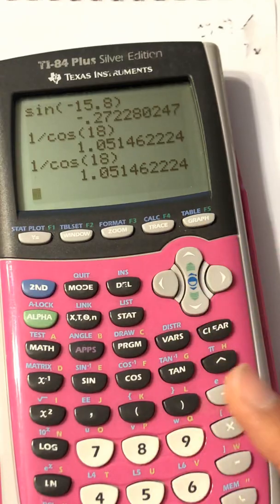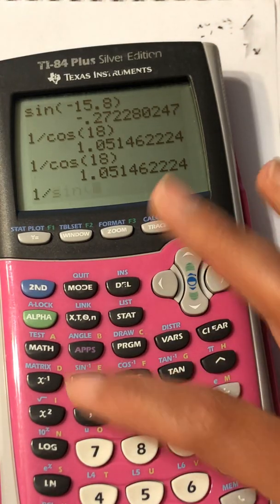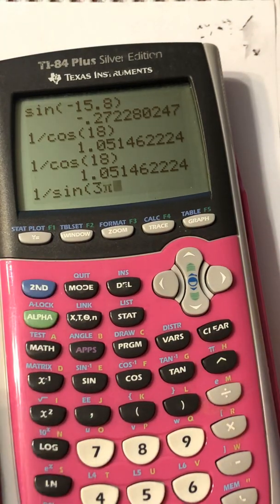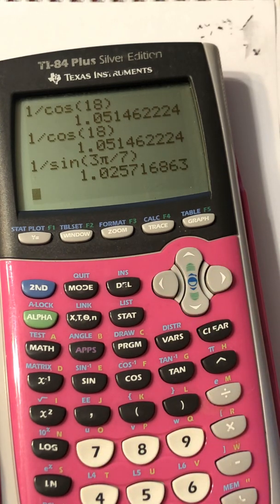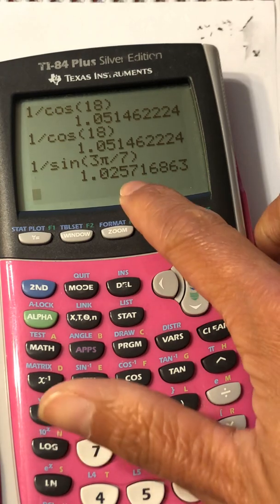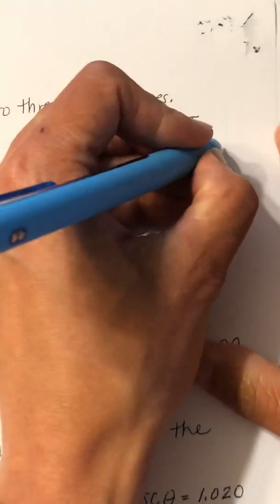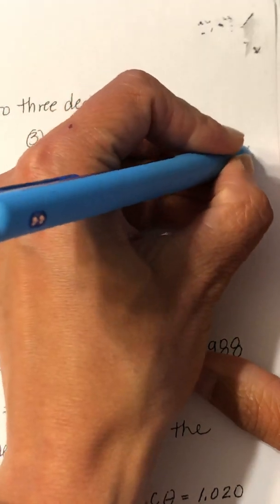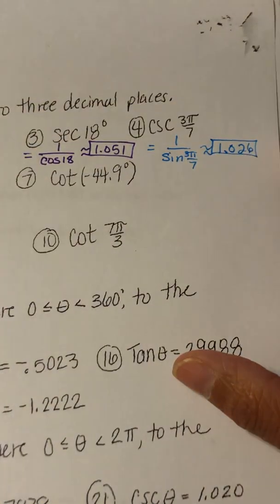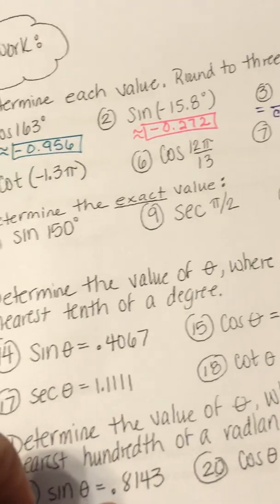So in my calculator, this is what I'm going to type in: 1 divided by the sine of 3 pi over 7. And we should get, to 3 decimal places, 1.026. That was number 4.